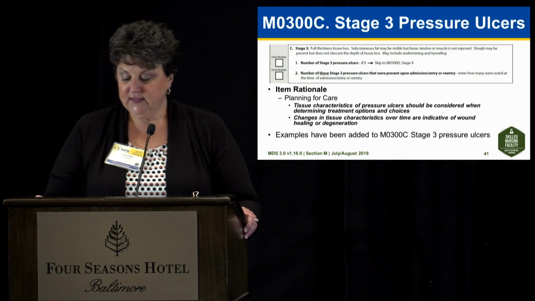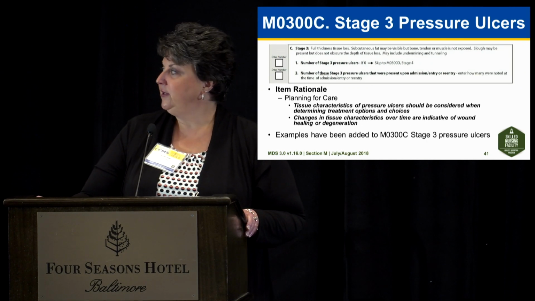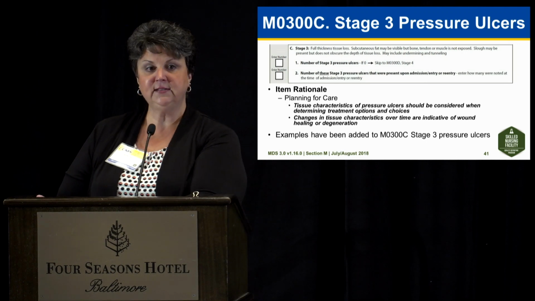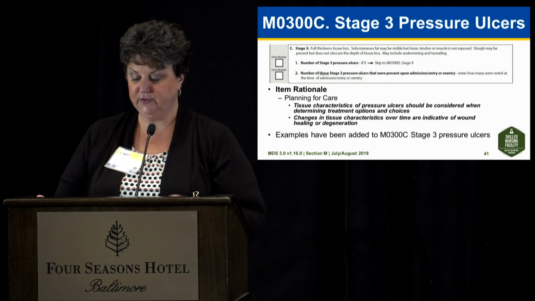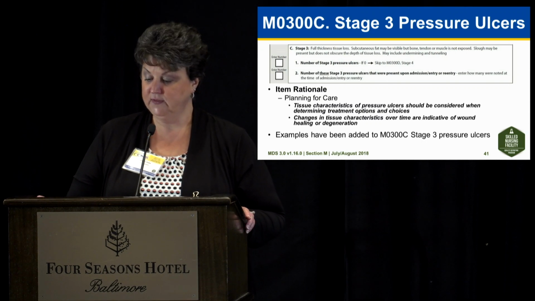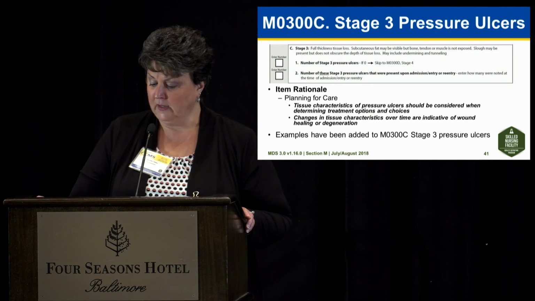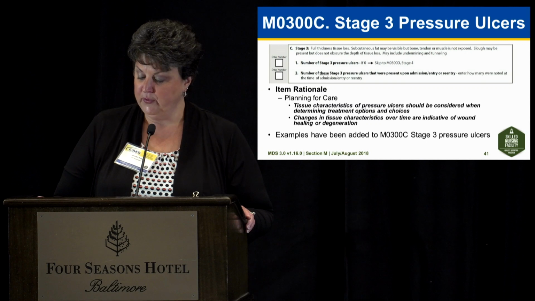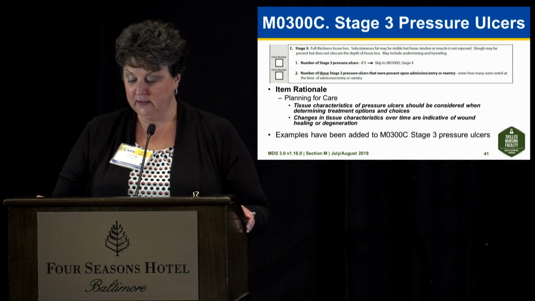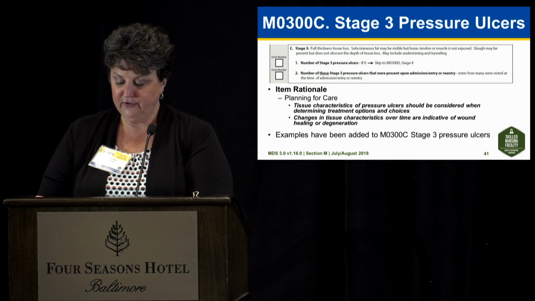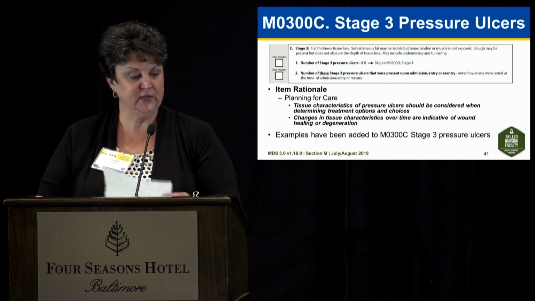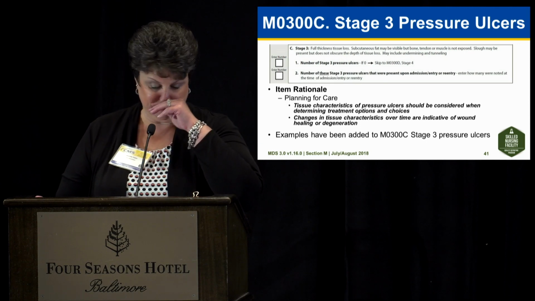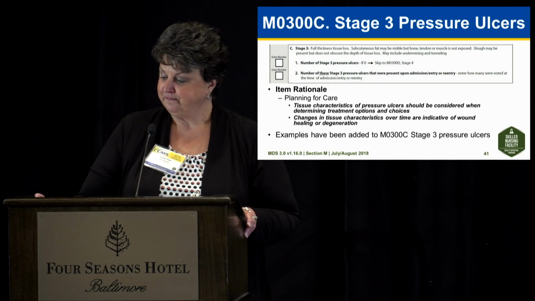There are 2 entries under planning for care associated with M0300C. These stress the importance of considering tissue characteristics of pressure ulcers when determining treatment options, and note that these characteristics are also indicative of whether the wound is on the right track, so to speak, in healing or getting worse. There are quite a few new coding examples for stage 3s as well that have been added to the RAI User's Manual, so you certainly can use those in your training of your staff.